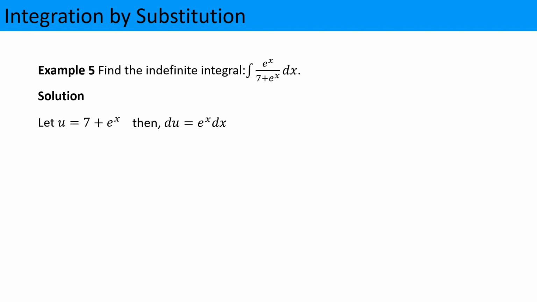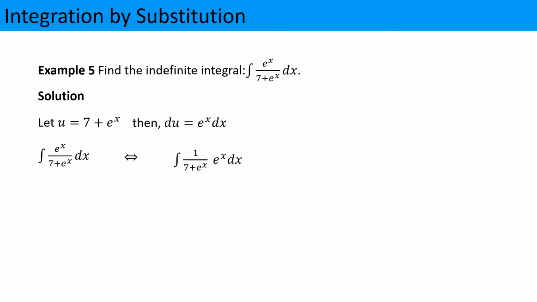What does that substitution look like? Well, we've got the integral of e to the x divided by 7 plus e to the x dx. And while it's not necessary, I'm going to separate the terms just so that we can see the substitution better. I'll express it as 1 over 7 plus e to the x times e to the x dx, which is exactly the same indefinite integral we started with.